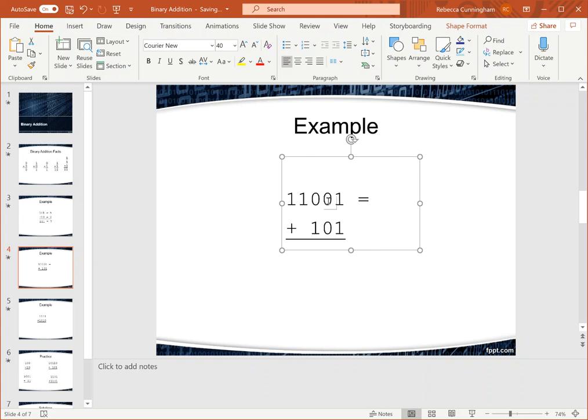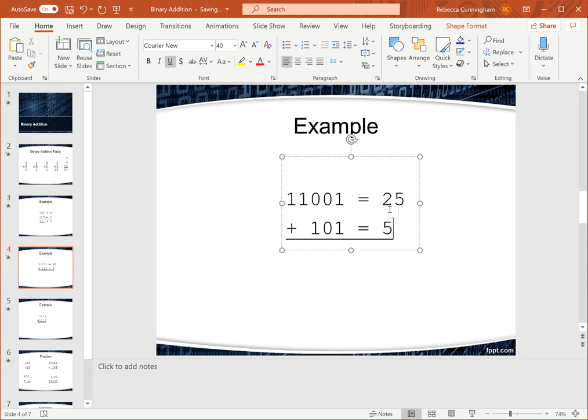So let's see, that's 1, 2, 4, 8, 16. So this is worth 16 and this is worth 8. That gets me up to 24. And then nothing, nothing, and 1, which makes 25. So those binary digits equal 25. And then this one, that's worth 4, and that's worth 1, and so that's worth 5.